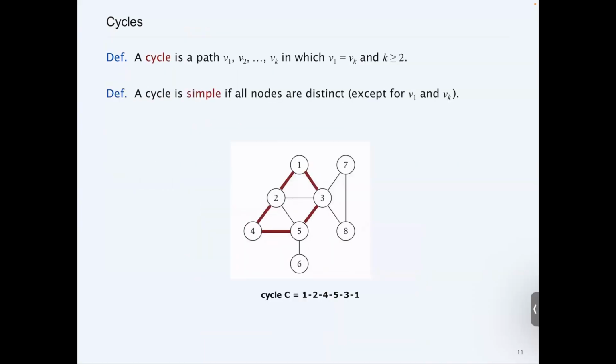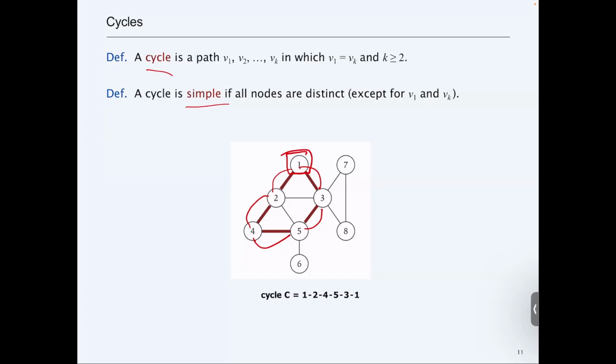Some more graph terminology. A cycle is a path that starts and ends at the same vertex. So for this particular graph, we might go from 1 to 2, from 2 to 4, from 4 to 5, from 5 to 3, and then 3 back to 1. So we're returning back to where we started. A cycle is called simple if all of the vertices are distinct, except for that first and last vertex, because those two have to match each other in order to complete the cycle.